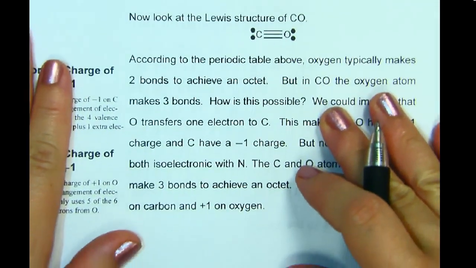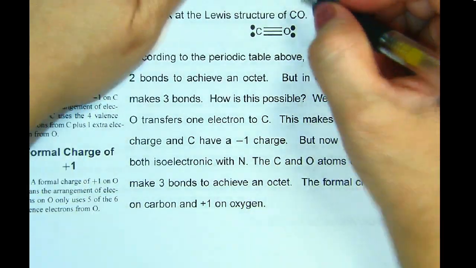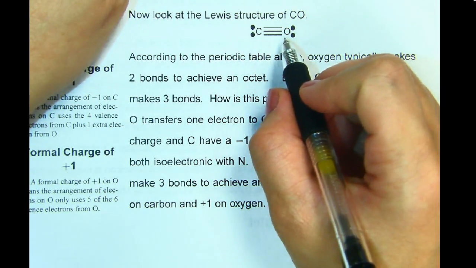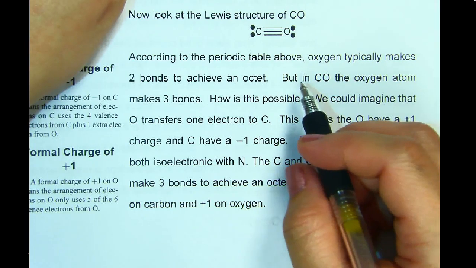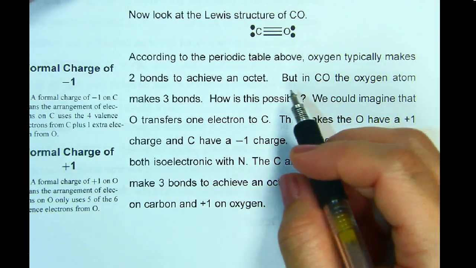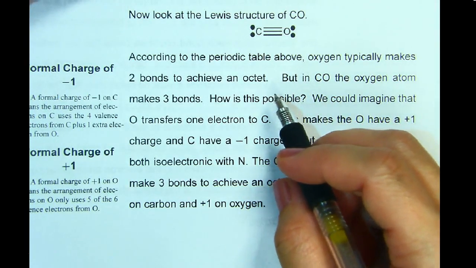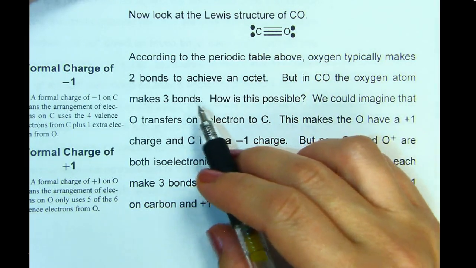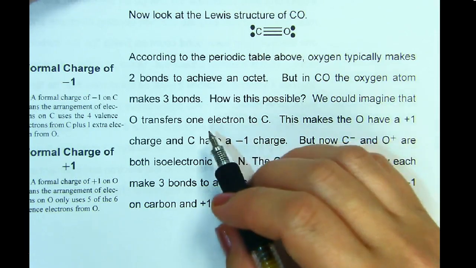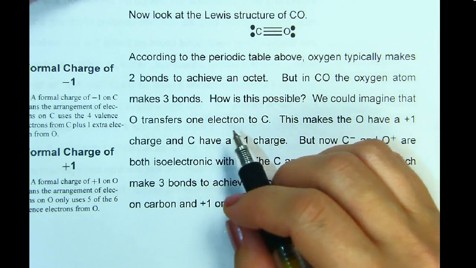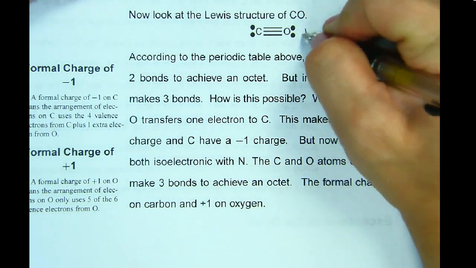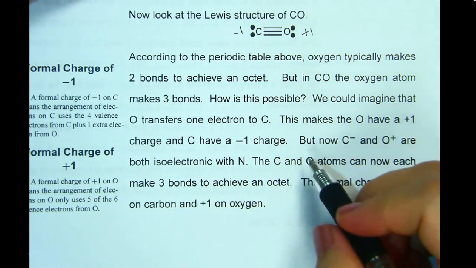Now look at this Lewis structure here. Note that these are not common bonding patterns for either the carbon or the oxygen. According to the periodic table above, oxygen typically makes 2 bonds to achieve an octet. But in carbon monoxide, the oxygen atom makes 3 bonds. How is this possible? We could imagine that the oxygen transfers 1 electron to carbon, and this makes the oxygen have a +1 charge, and the carbon have a -1 charge.